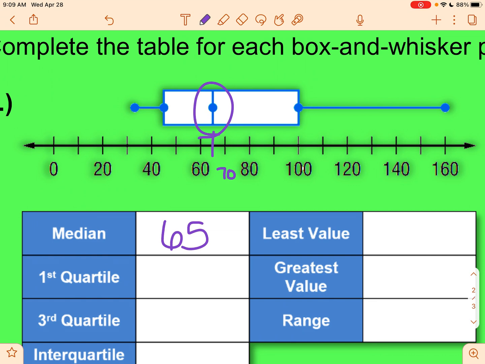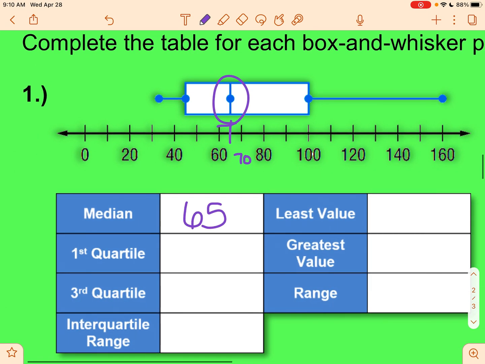It's okay if you said it's 64. It's okay if you said it's 66. It's somewhere there in the middle. We don't know exactly. Okay, and then it's asking for the first quartile, and the first quartile is this first line. That's somewhere in between 40 and 50. I'm going to say it's like 46. Our third quartile is at 100.